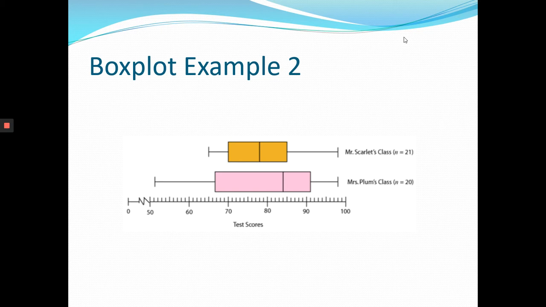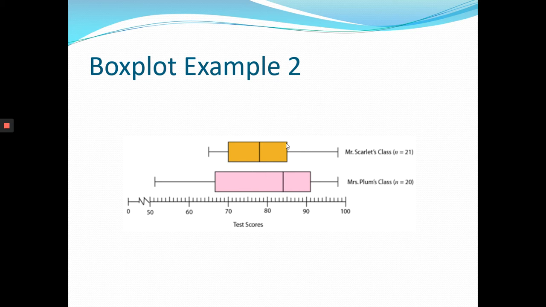Okay, you should have answered this already. If you haven't, do it. So this is actually pretty subjective, but I like this question. To start with, you can see that the highest score is the same for both of them, but it looks like Mrs. Plum has lower scores. And you can actually see that 25% of her students score well below the lowest 25% for Mr. Scarlett, which is here.